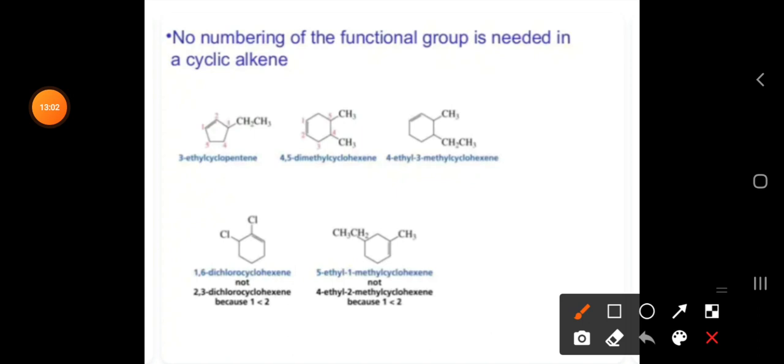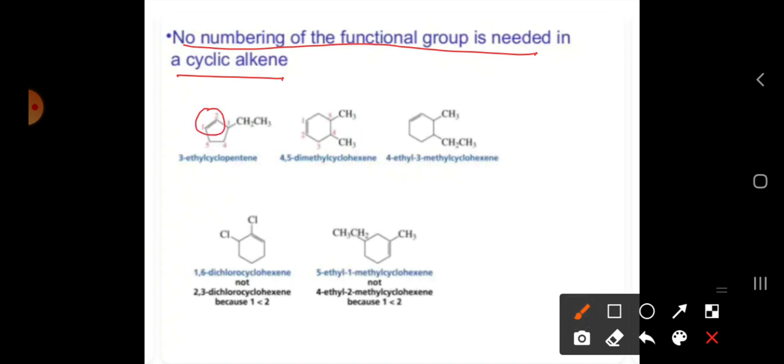For this, no numbering of the functional group is needed in a cyclic alkane. So here for alkenes we need not give any first priority. Okay. We cannot give any functional group numbering. Directly where the double bond is present, at that side we can give the numbering. So by this what we can say, the double bond is presented here.